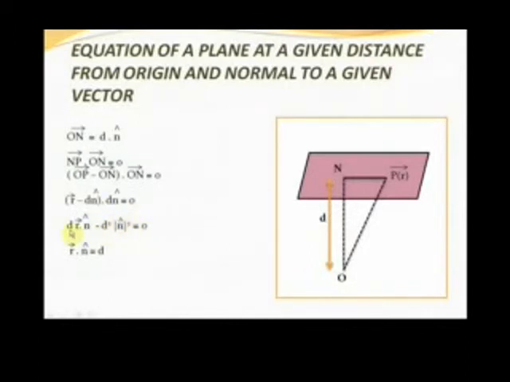This d and this d get cancelled, and we get the final equation of the plane as vector R dot n cap equal to d. Here n cap is a unit vector along the normal, and d is the perpendicular distance of the plane from the origin. Thus the standard equation of a plane at a given distance d from the origin and normal to a given vector is given by vector R dot n cap equal to d.